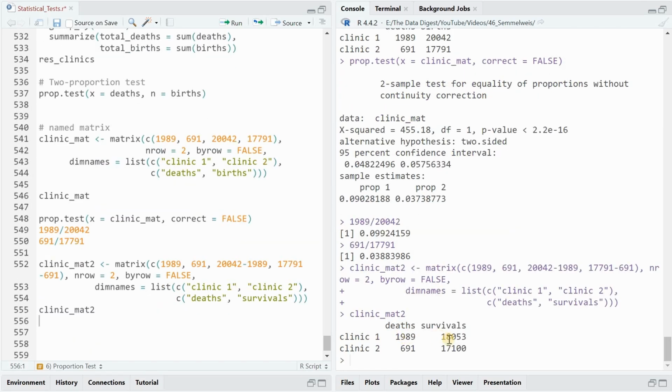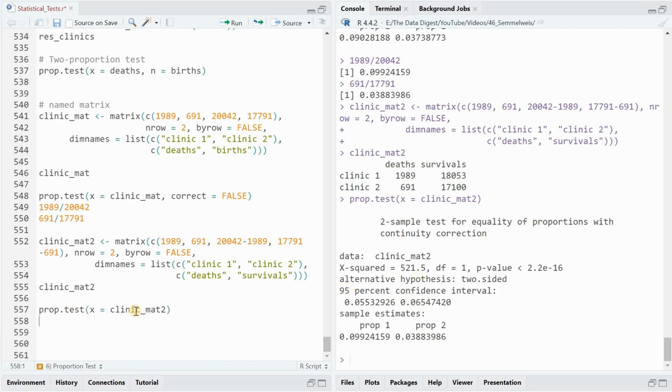It wants to know the ratio between death and survival. So this row adds up to 20,000 trials, and in clinic 2 this adds up to 17,791. That's the total number of n, but if you use a matrix in these proportion tests, it wants to compare success versus failure, or here death versus survival, which means now with this updated matrix we get the exact same values as before. Something to keep in mind.